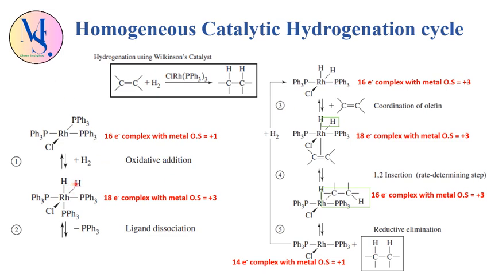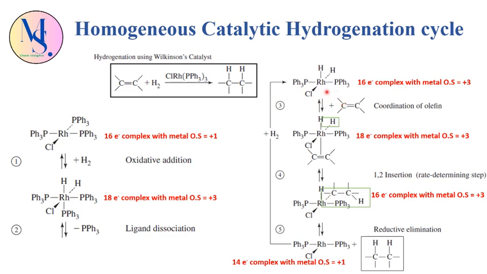And in the previous step, hydrogen was added, so each hydrogen was 1 electron donor, so its electron count was increased from 16 to 18. But now phosphine has been dissociated, so its electron count is again decreased from 18 to 16 electron. Now you can see the space or vacancy for the olefin has been created.